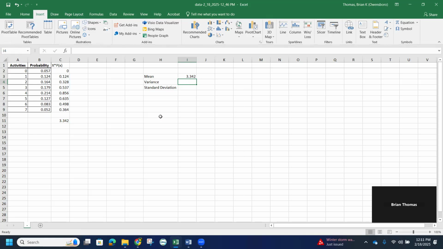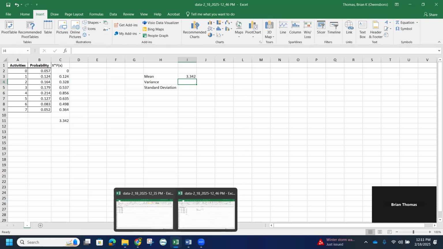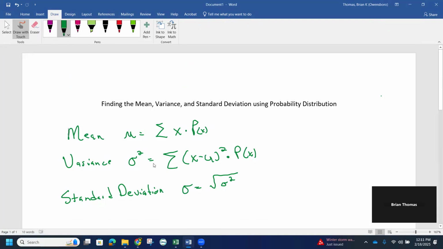Now to do variance on Excel, I don't have all the shortcuts yet, but if we look at our formula to find variance, we have to subtract our data point from the mean and square it, and then multiply by p of x. So what I'm going to do is create this x minus mu squared row. So let's see if we can figure that out.